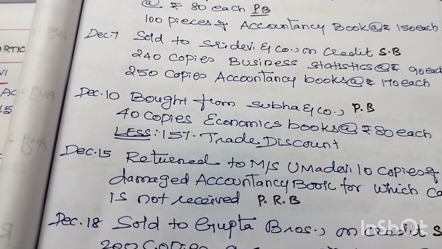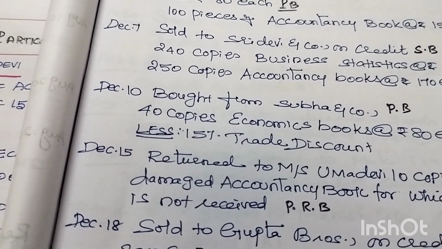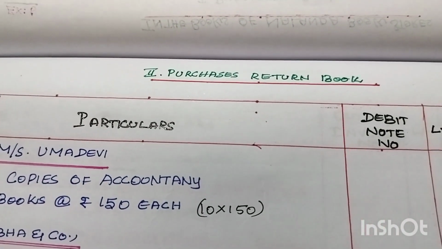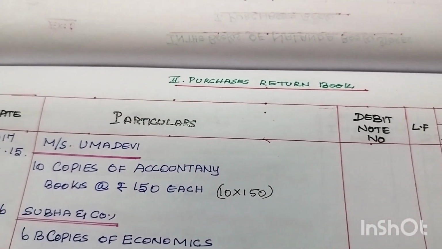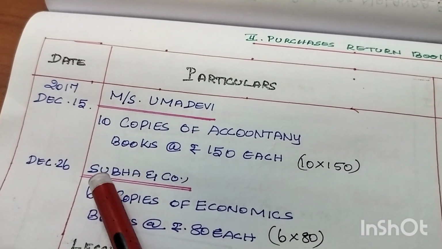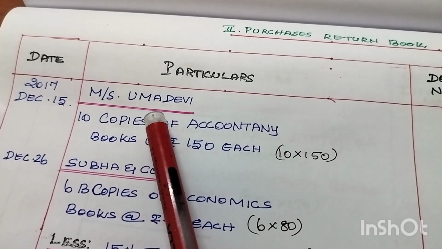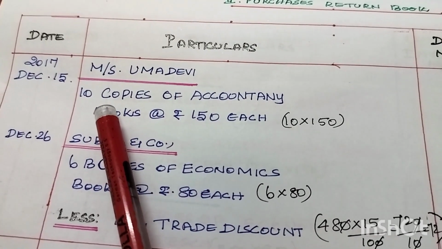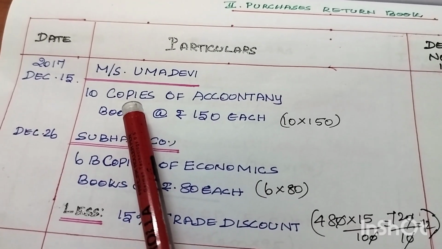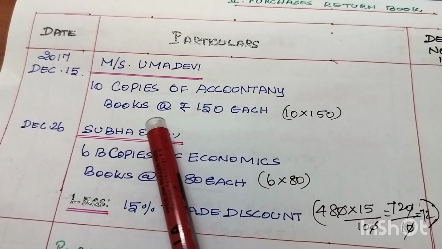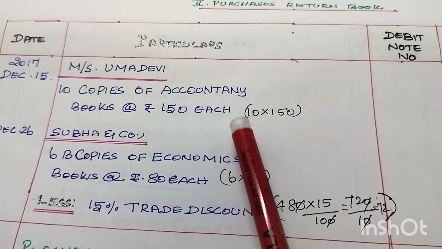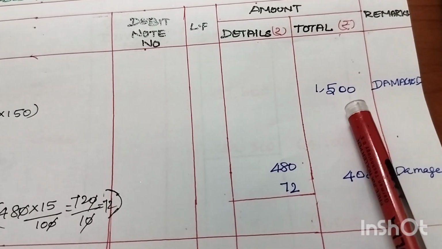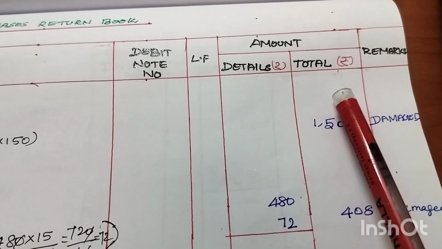So you are going to enter this transaction into the purchases return book. So let's take the purchases return book. We already prepared the format of the purchases return book, dated on 2017 December 15. The supplier name is Miss Umadevi. What are the products? How much rupees? Returns 10 copies of accountancy book at rupees 150 each. So 10 into 150, we have 1,500 rupees. Okay, we get. So that amount you have to enter into the total column.